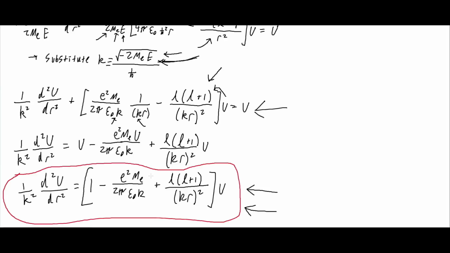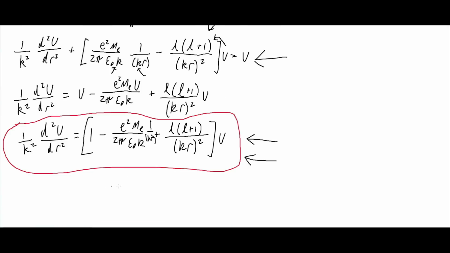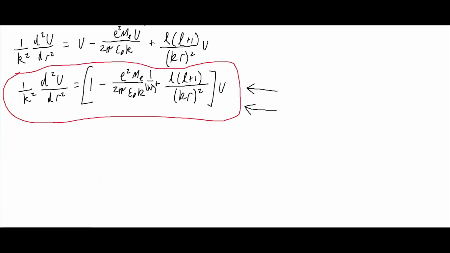And so this right here, I forgot to put that 1 over r in right here, so that 1 over kr should be in right there as well. And so now we can pick up where Griffiths was going.